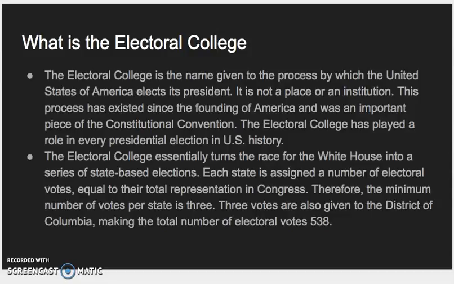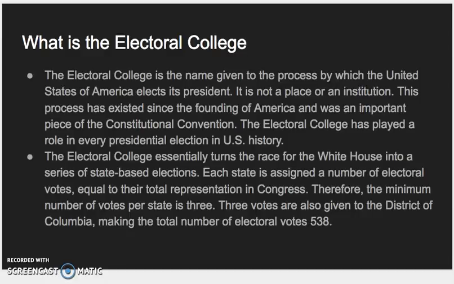And so, the power of a state in the Electoral College is largely determined by its representation in Congress and its population. And then, so there's 100 members of the Senate, 435 members of the House of Representatives, and then 3 votes are also given to the District of Columbia because that's the minimum number that any state could have.